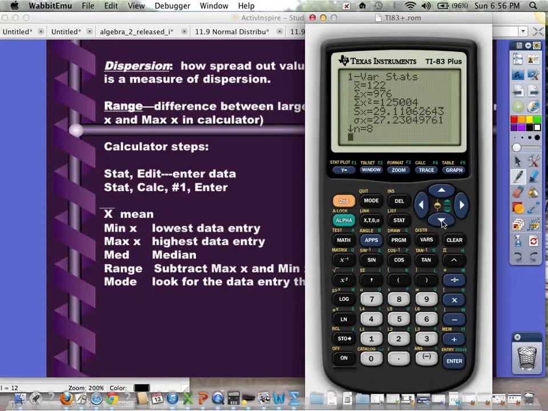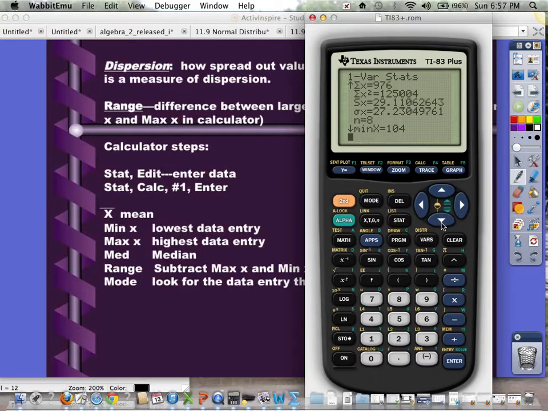Then you can scroll down where it says min X, that's the lowest data entry that you had. Q1 is quartile 1. MED is median. Q3 is the upper quartile, 126.5 in this case. Max is the highest data entry that you put in. So if you want to find the range, you'll take max X, subtract min X, and that will give you your range. There's your median, and again, you can roll back up to get your mean right there.